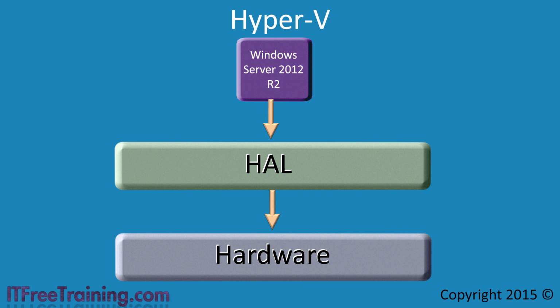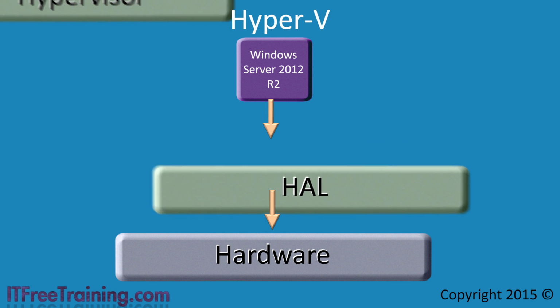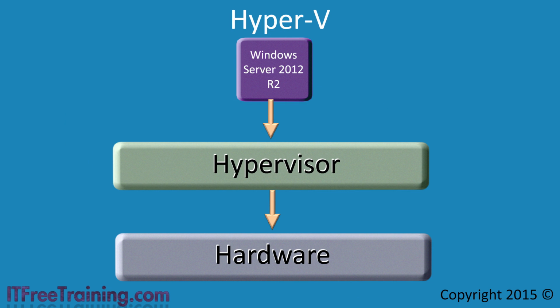When the Hyper-V role is installed, the HAL is replaced by the hypervisor. The hypervisor performs the same functions as the HAL and is essentially a HAL with additional features designed for virtualization. So you can see, even though an operating system is required, the operating system accesses the hardware the same way a virtual machine would through the hypervisor.